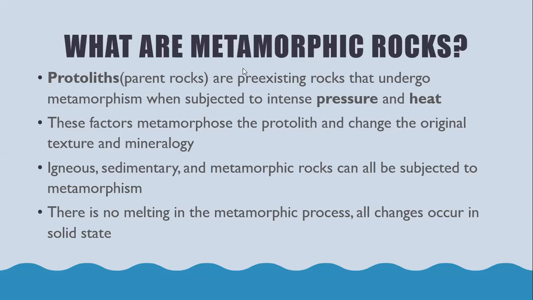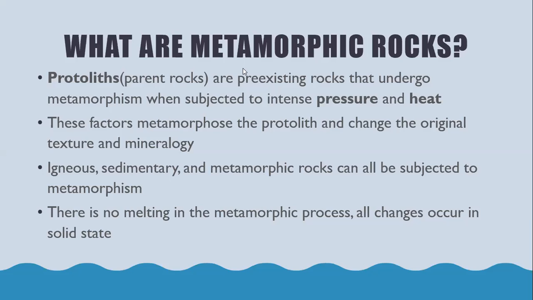Again, those are the two main things that form a metamorphic rock: heat and pressure. Any rock can go through heat and pressure, or metamorphism, and be turned into a metamorphic rock. It can be an igneous rock, a sedimentary rock, and even a metamorphic rock can go through more heat and pressure and turn into another metamorphic rock. That's the main takeaway from this slide: protoliths, so parent rocks, undergo heat and pressure and turn into a metamorphic rock.